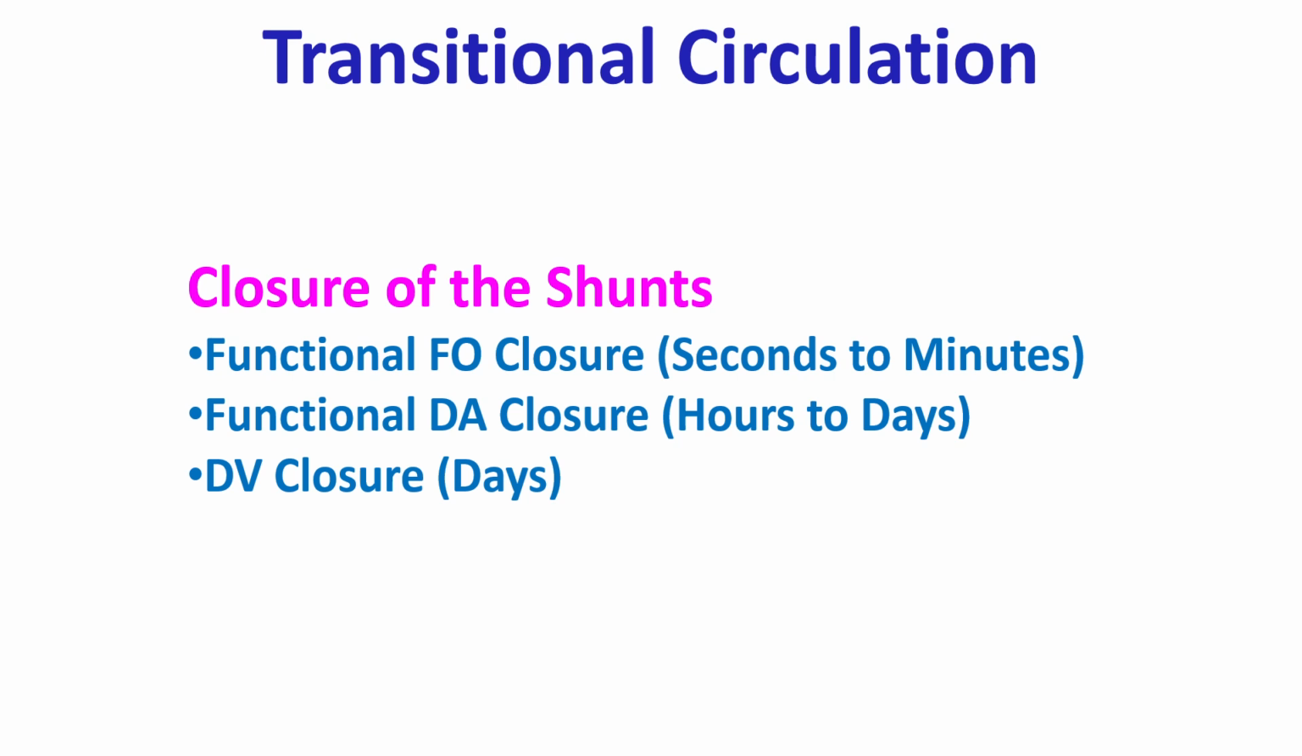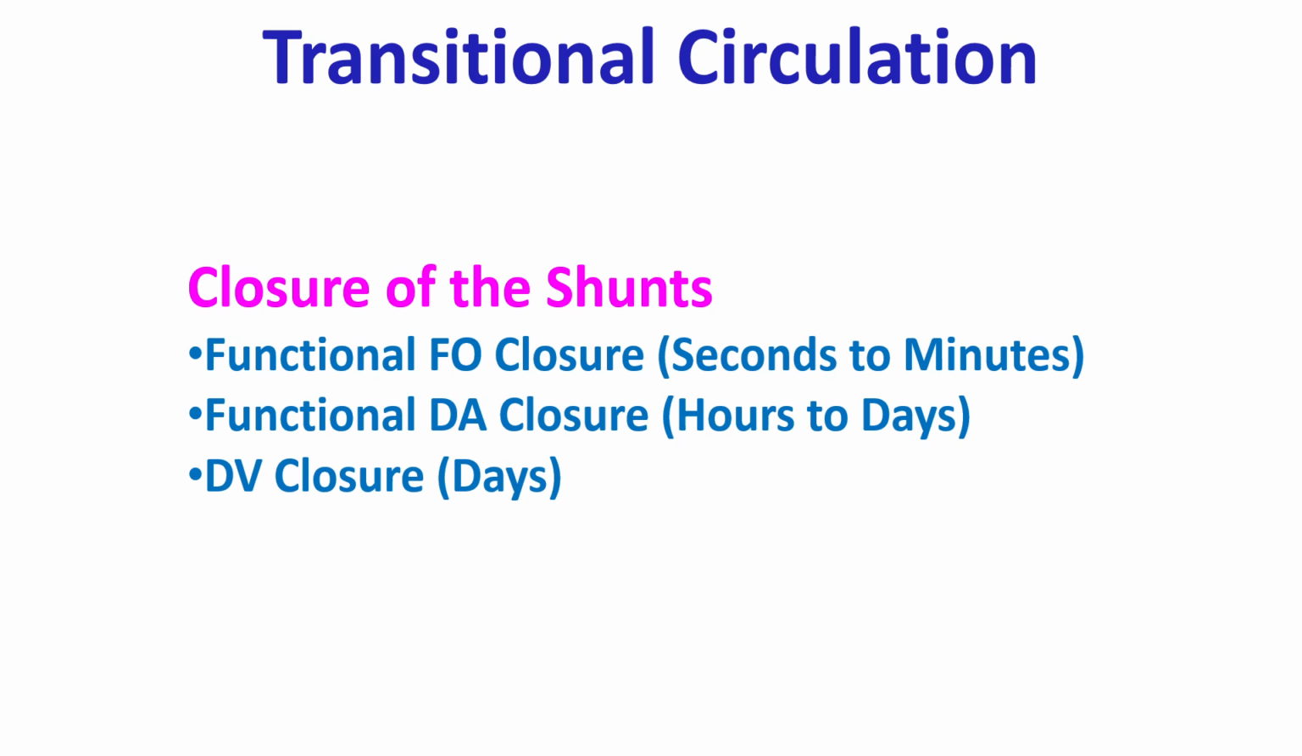Functional foramen ovale closure: seconds to minutes. The drop in PVR exponentially increases pulmonary venous return to the left atrium. Simultaneously, cord clamping decreases IVC return, dropping the RA pressure. When LA pressure exceeds RA pressure, the primary septum, the septum primum, is pushed against the secondary septum, the septum secundum, mechanically closing the foramen ovale.